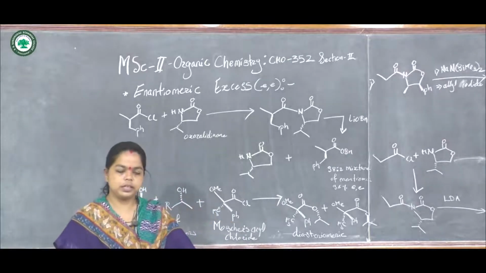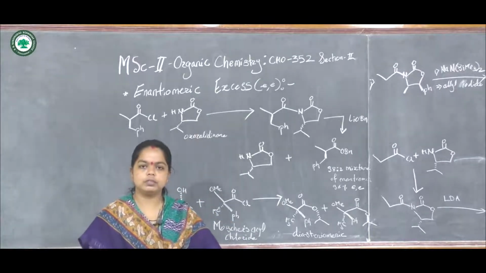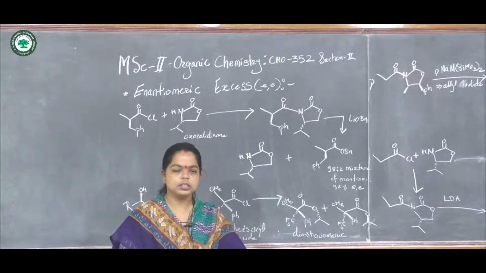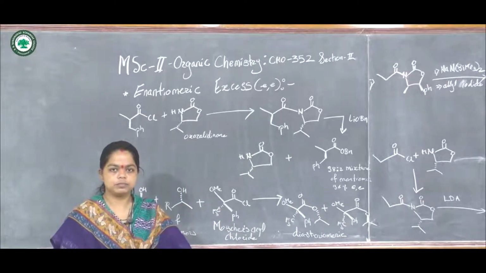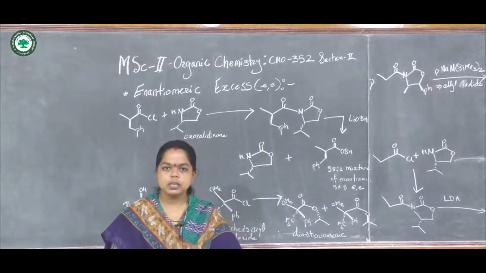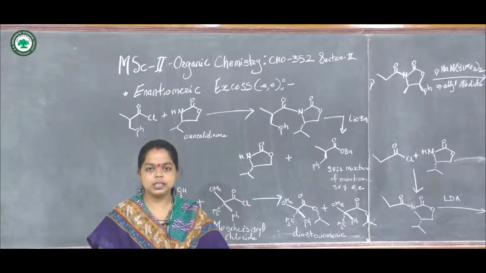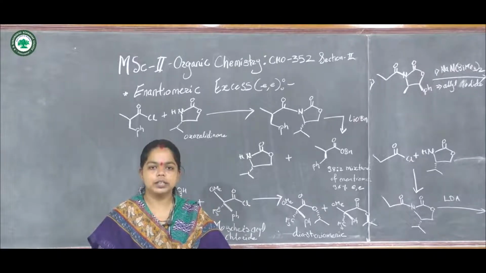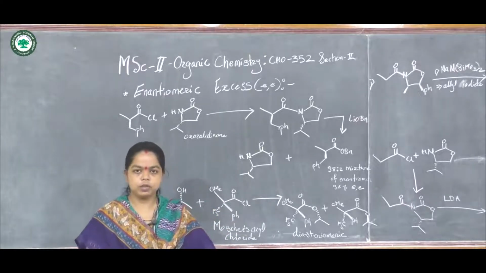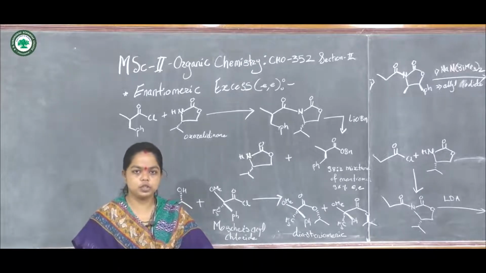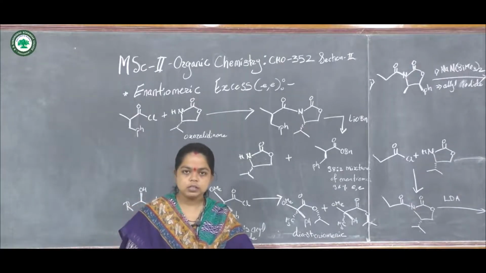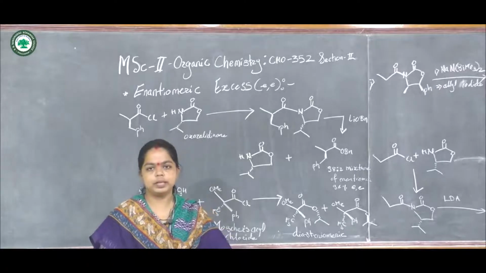So when we consider any reaction, if the reaction has an enantiomeric excess of 98%, that means 98 is the enantiomeric excess. That means 2% is the racemic mixture obtained in the reaction. That is, 1% will be one enantiomer, so that will form the racemic mixture with the other enantiomer, and we will get 2% of the racemic mixture, which is undesirable. So 98 will be the enantiomeric excess.